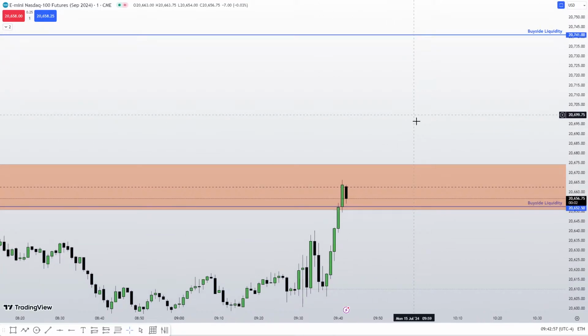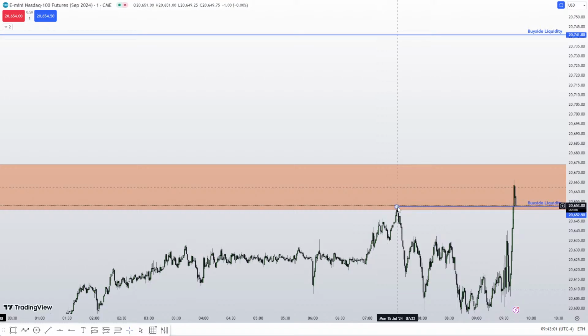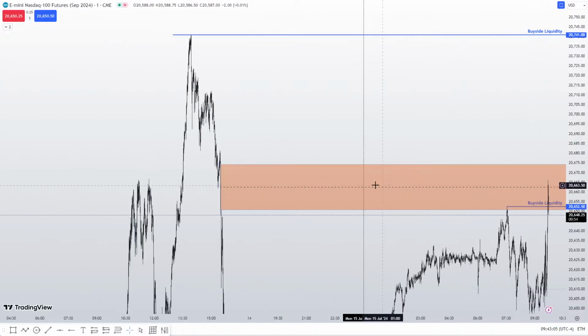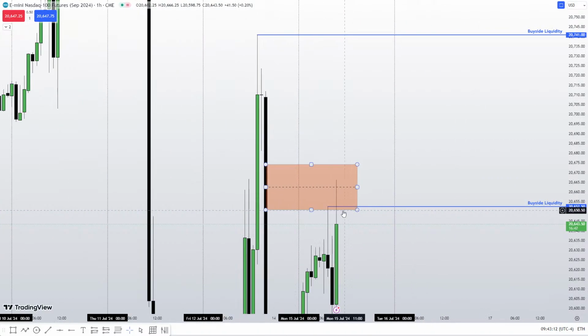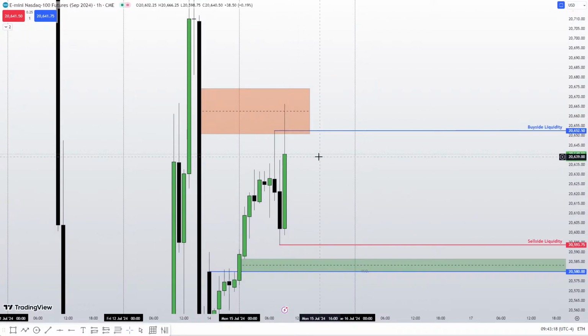My eyes are on this BPR level. We have cleaned the buy side. Now I want to see what's the power of this BPR. Sorry, this is a fair value gap, but there's a BPR also. There's a 1 hour BPR. See, we are inside a 1 hour BPR, and this box is a 1 minute fair value gap. We have taken out the buy side liquidity.